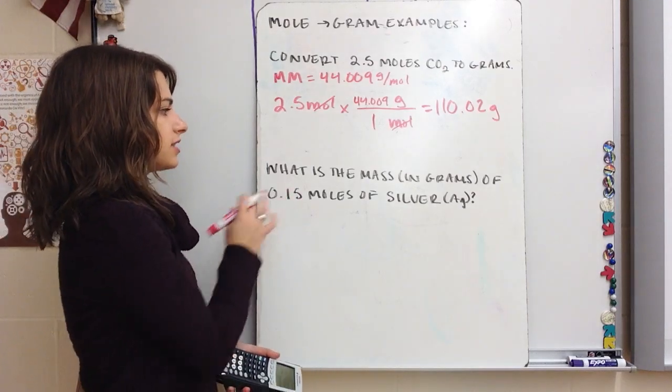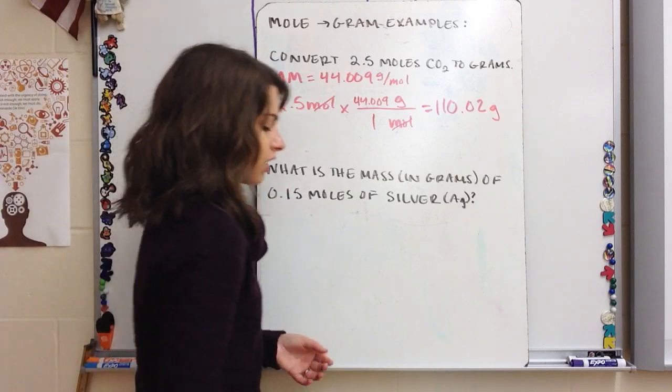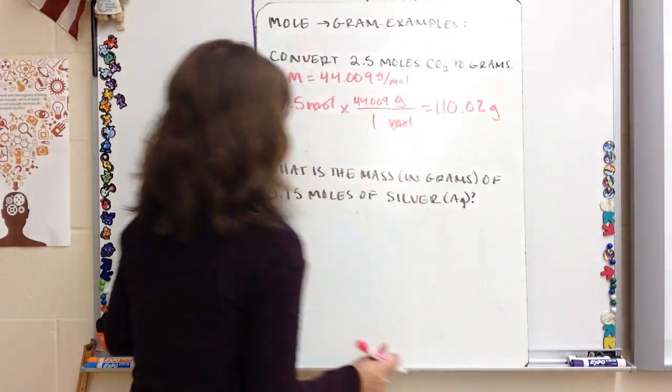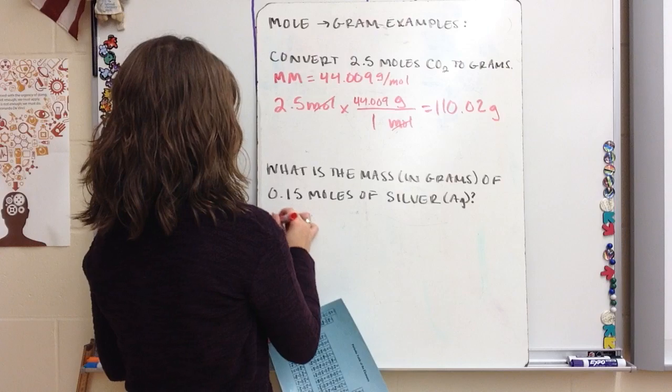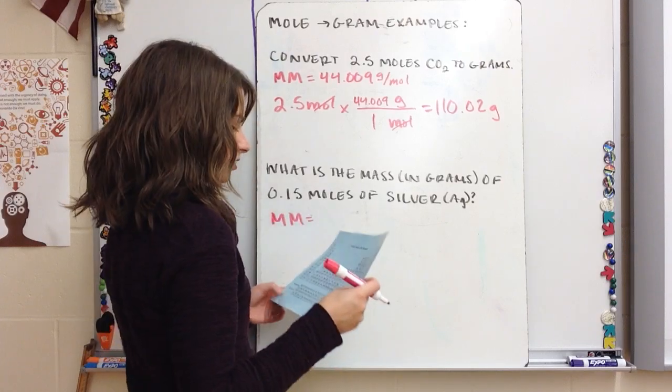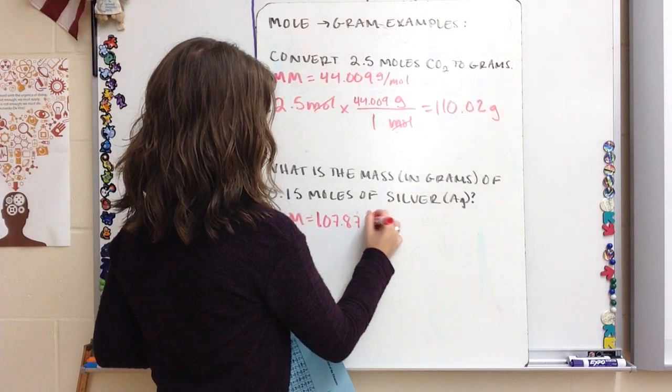Let's do one more. What is the mass in grams of 0.15 moles of silver? So first thing I need is my molar mass. The molar mass of silver, since it's just an element, I can get straight off the periodic table. Molar mass is equal to 107.87 grams per mole.